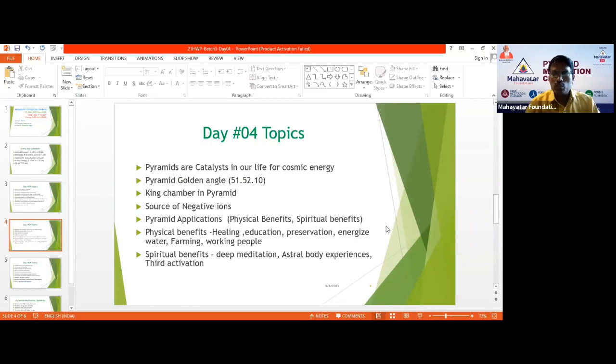Such kind of pyramids you can also construct using fiber material, or wood material, or you can use a directly permanent structure. If it's your own house, what happens? You can construct a permanent pyramid on the top of your house. Then what will happen? The entire building itself will be energized.